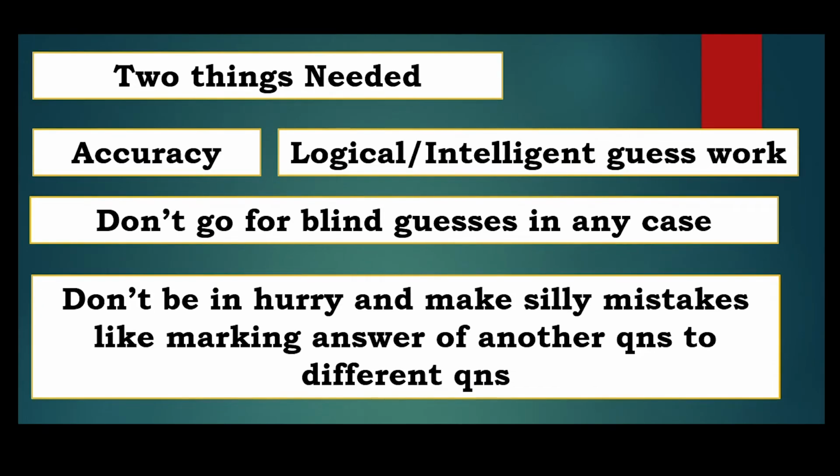Second one, I already told that you should do logical and intelligent guesswork. You should not go for blind guesses. One way to do it I have already explained: rejecting the options, right? If you are able to reject 3 options, then the option left will be your answer. So the probability of getting the right answer in this type of case is very high. So logical and intelligent guesswork you should always do.